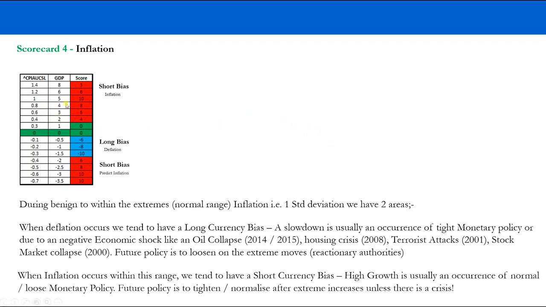And high growth here is usually an occurrence of normal or loose monetary policy, and future policy is to tighten or normalize after extreme increases unless there's a crisis. So we look here at our scorecard and we see that we go up on the scale of conviction to where, for example, we have a 1% move in the CPI. So very inflationary levels where we only saw, I think, 36 cases in history. And equivalent to this or associated with this number is around 5% GDP growth, which is obviously extremely high, which means inflation and growth is getting out of control.